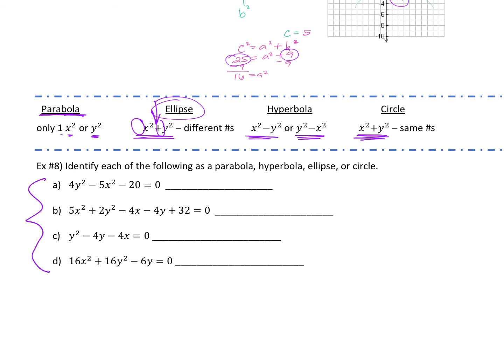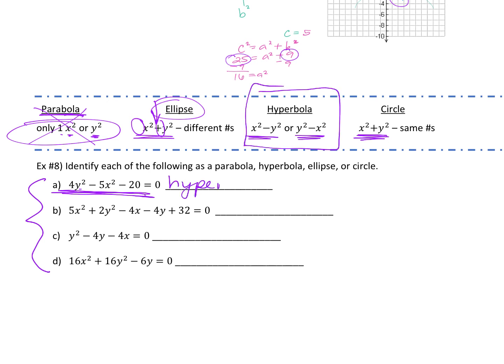Okay, let me show you what I mean. So look here. Do you only have one x squared or y squared? No, you have both, okay? So right off the bat, parabola's out. This can't be a parabola. So we have both. Are we adding them or subtracting them? Subtracting. So as soon as you see that it's subtraction, you say, oh, that's got to be a hyperbola. Doesn't look like one, right? Looks a lot different than what we've been doing, but it's a hyperbola.